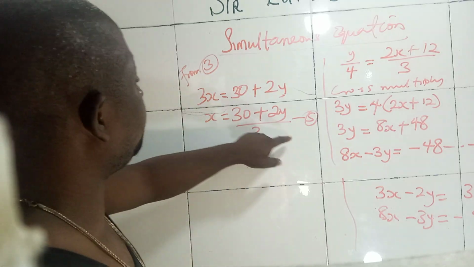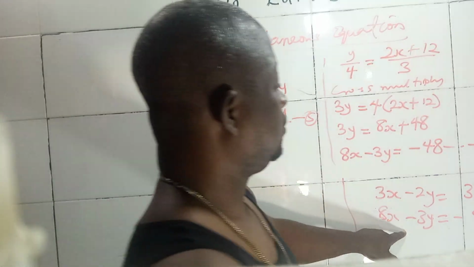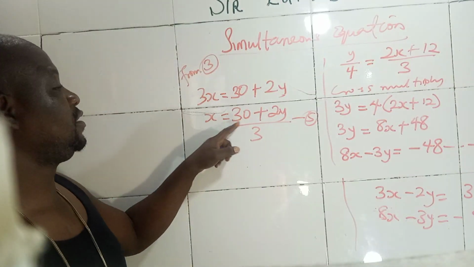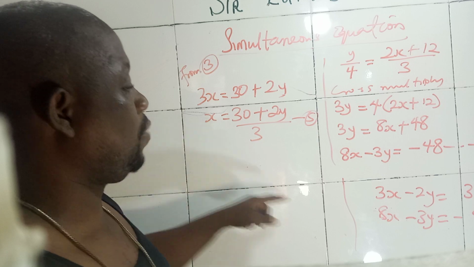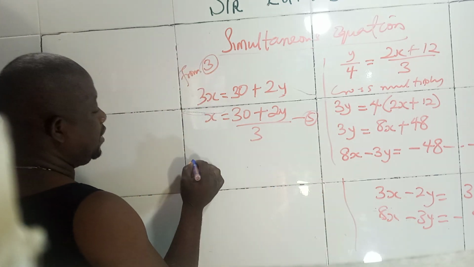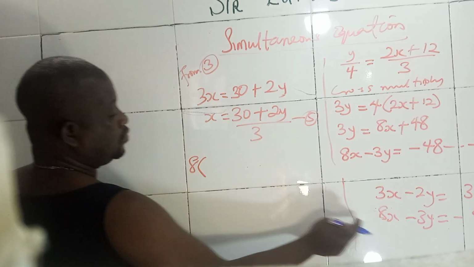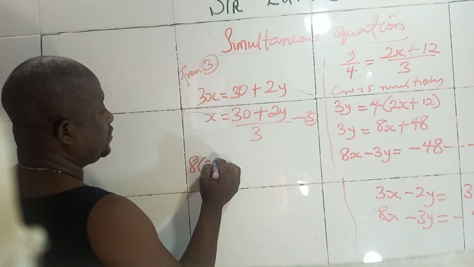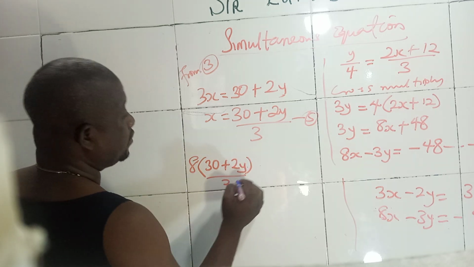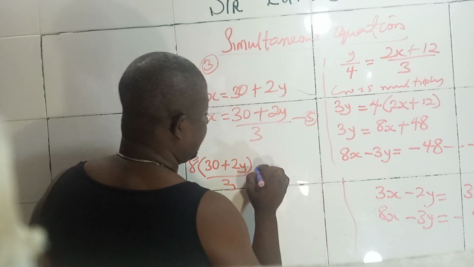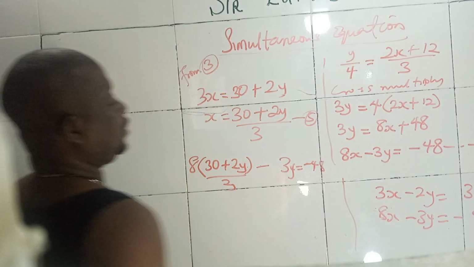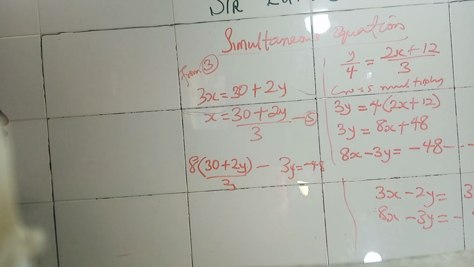So you now put equation 5 in equation 4. I've gotten my x to be 30 plus 2y all over 3. So if I put 5 in 4, I will have 8 into brackets 30 plus 2y all over 3, minus 3y is equal to minus 48. So I will not finish this. You can finish it on your own.